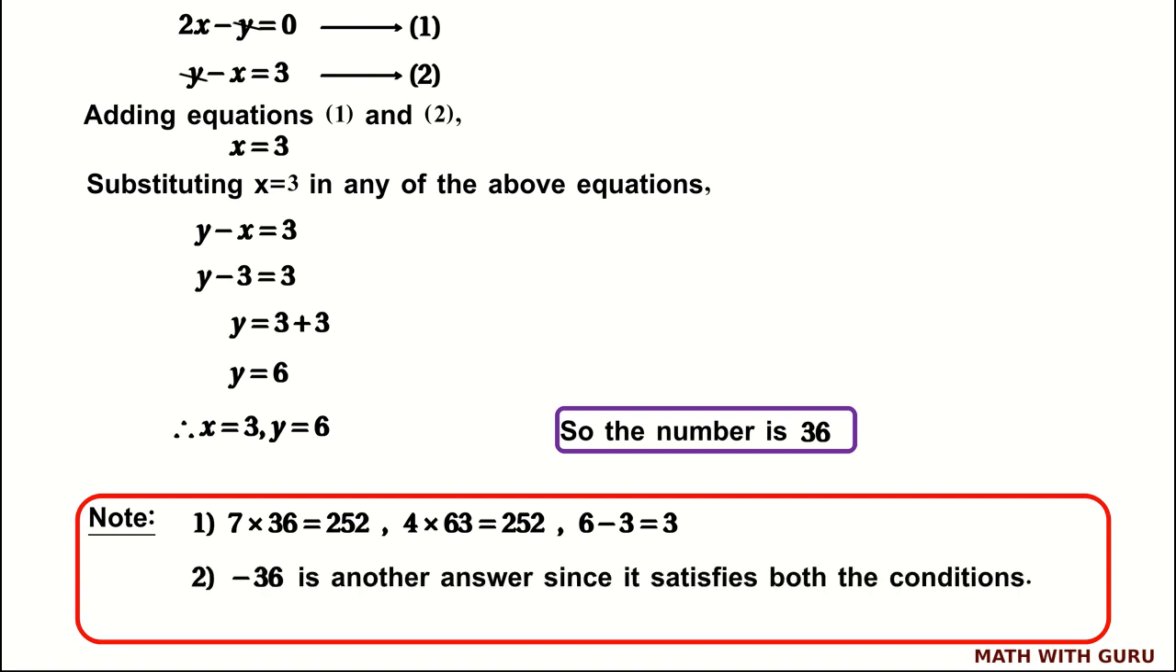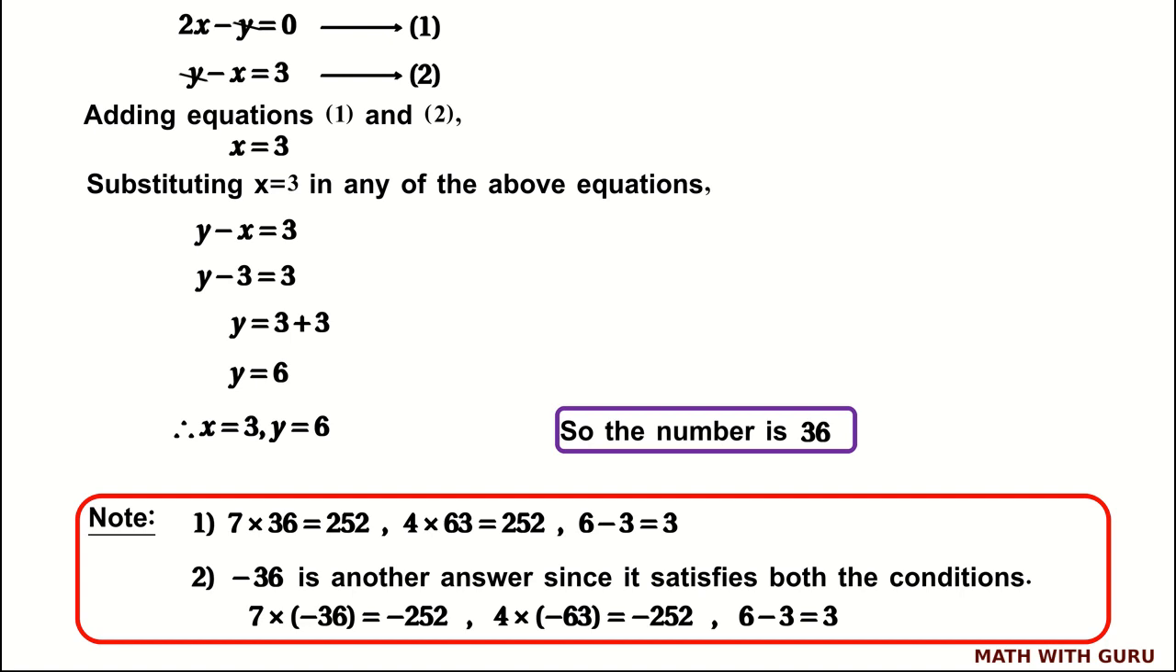Minus 36 is another answer since it satisfies both the conditions. 7 into minus 36 equals minus 252. 4 into minus 63, where 63 is got by reversing the places of digits, is also equal to minus 252.